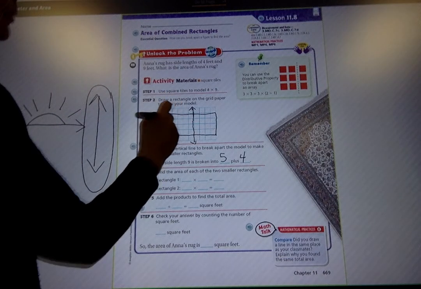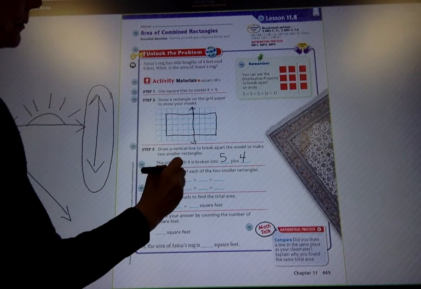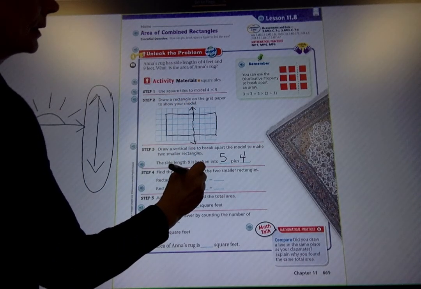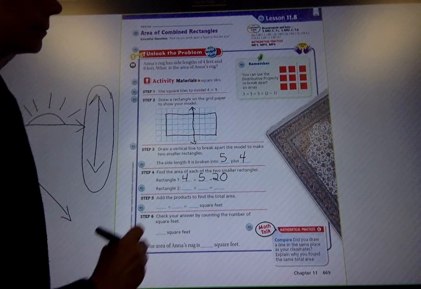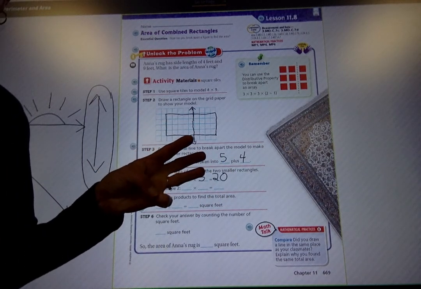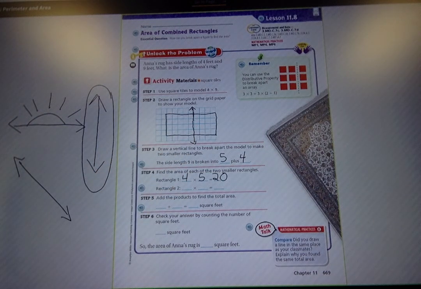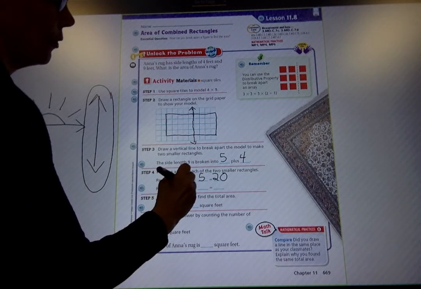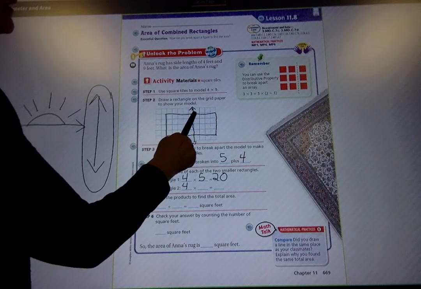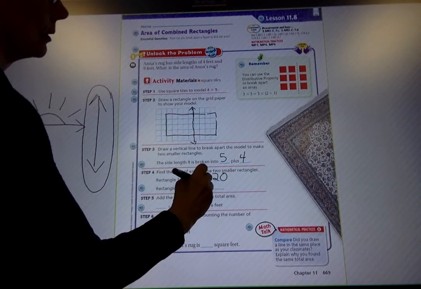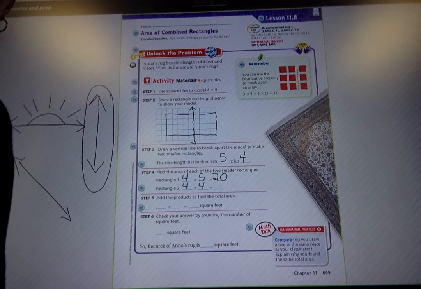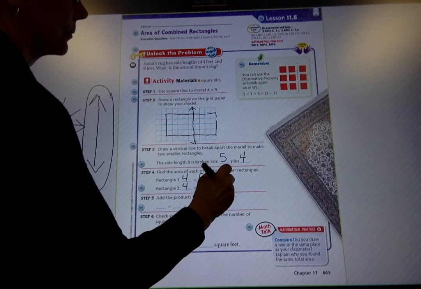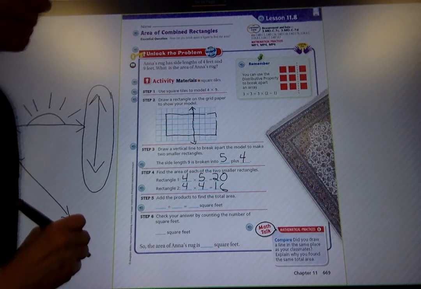Rectangle 1, that's this one. We would take 4 times 5, and we would get 20. We know 5, 10, 15, 20. Rectangle 2, again the same side, 4, but this time it's by 4. And 4 times 4 is 4, 8, 12, 16. We know that. You've been studying your math facts, right?